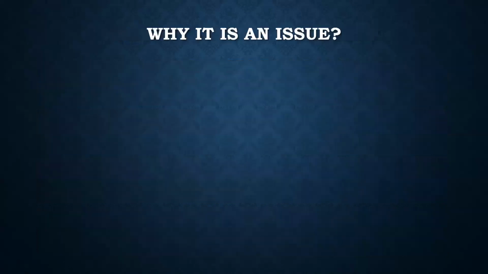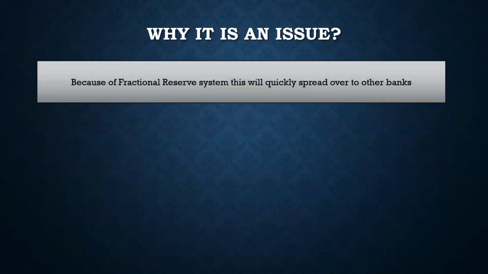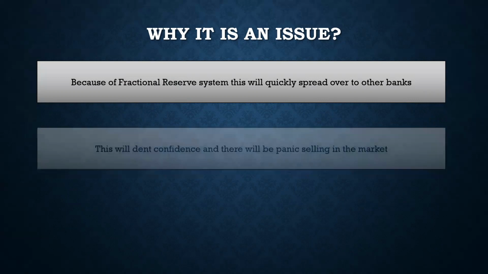So why is it an issue then? Because of the fractional reserve banking system, this will quickly spread to other banks, as I mentioned, because there is an interconnected chain. That's how they multiply money. Although that system is very good at multiplying money, it is also equally poor, because one problem of a bank can multiply to other banks, and that's exactly what is going to happen, right?